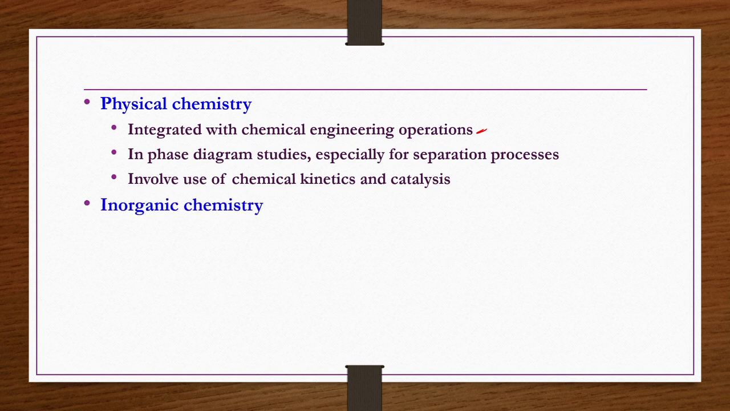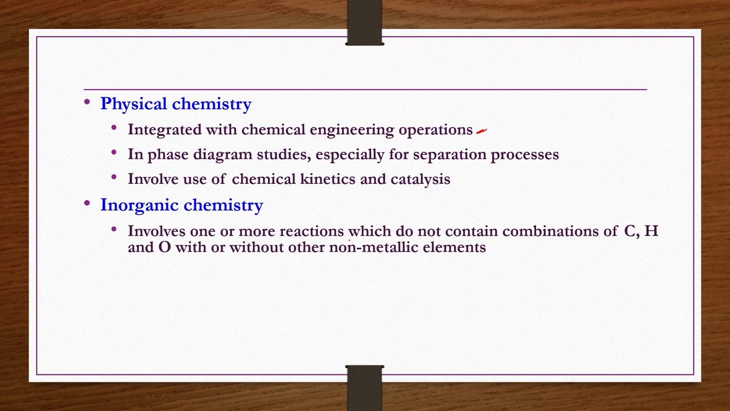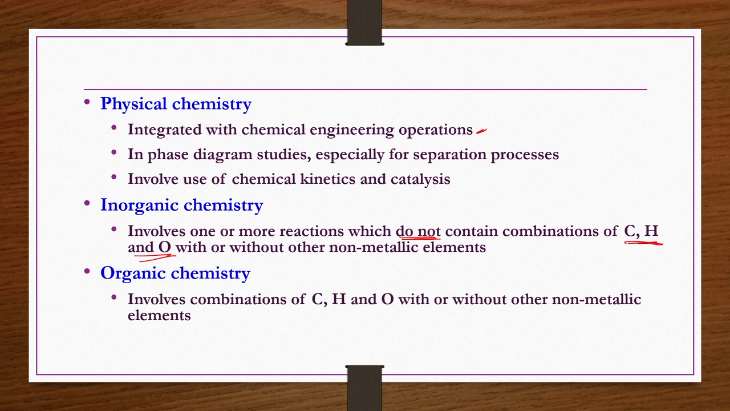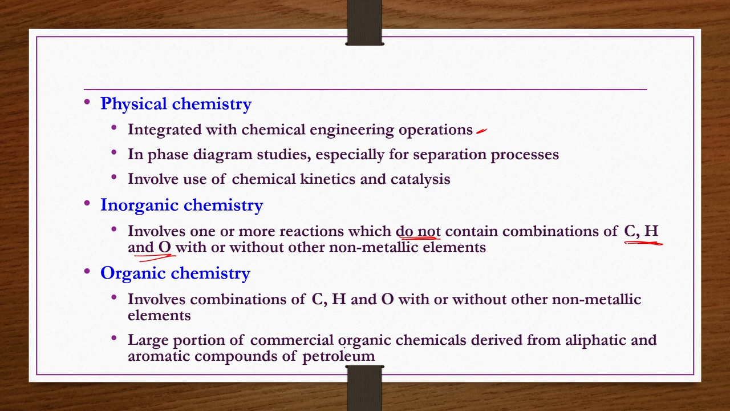Then inorganic chemistry involves one or more reactions which do not contain combinations of C, H and O. If these combinations are not there, with or without other non-metallic elements, then we call such chemistry inorganic chemistry. If any reaction contains combinations of C, H and O, then we call it organic chemistry. A large portion of commercial organic chemicals is derived from aliphatic and aromatic components of petroleum.